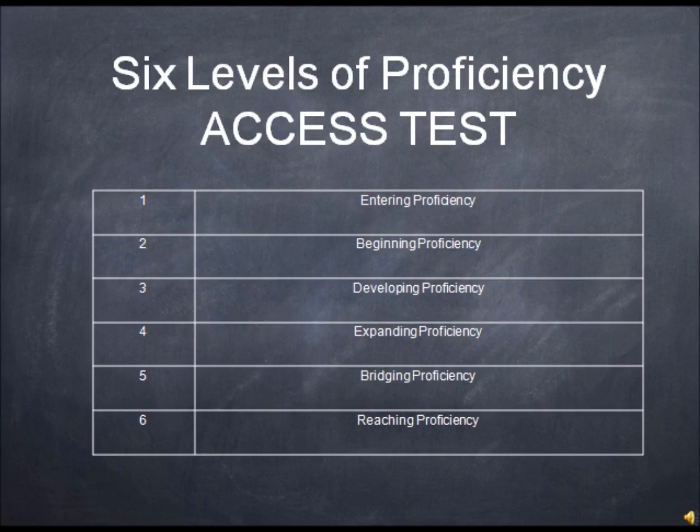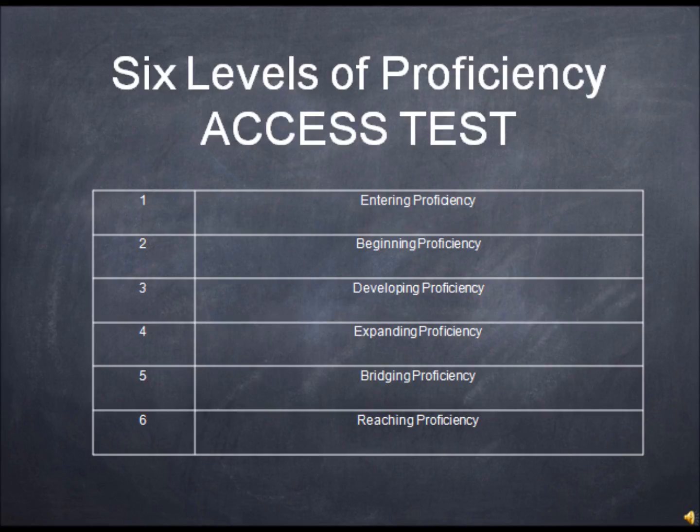These students are able to write, edit, and revise not only on feedback by the teacher, but also their peers. At level 5, students are bridging proficiency. At this level, students are able to self-assess editing to produce a final piece. At level 6, students are reaching proficiency. These students are able to understand English, both conversational and academic, at the same level as native English-speaking students.